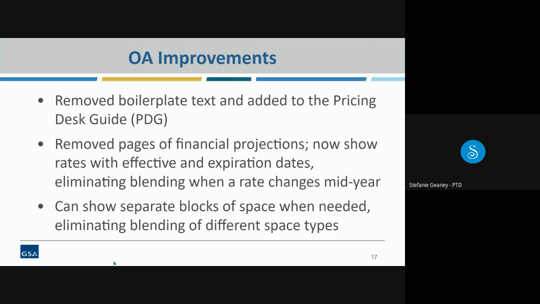Compared against the OA's definition, we realized that the OA had changed over time to serve different purposes outside of memorializing rent, such as documenting PBS pricing policy or communicating project agreements. We needed to streamline the OA and take it back to basics. The pages of boilerplate text are gone. The pricing desk guide has all of that language now. Rates have start and end dates, and you can have different blocks of space with different dates and rates. No more blending of space and no more pages and pages of financial projections.